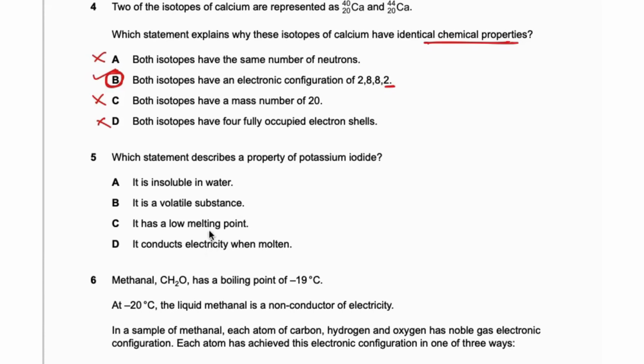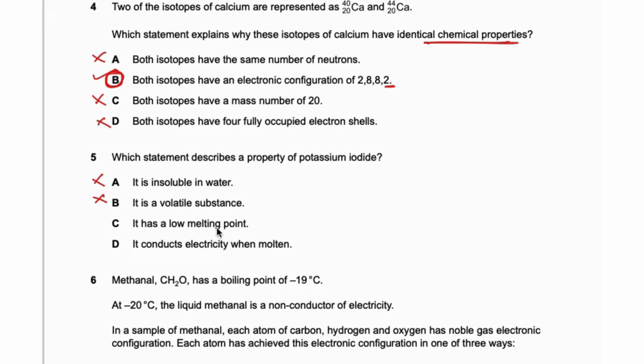Question number 5: Which statement describes a property of potassium iodide? It is insoluble in water. Potassium iodide is an ionic compound. It is soluble in water, so this is wrong. It is a volatile substance? Ionic compounds have very high melting and boiling points, so it is not volatile.